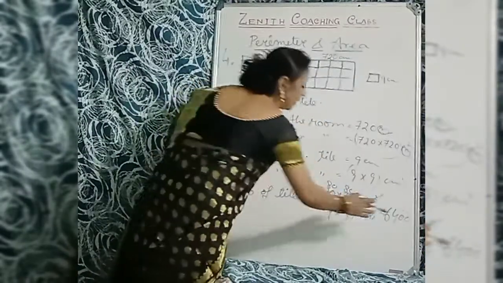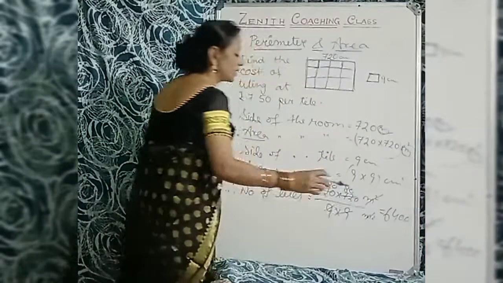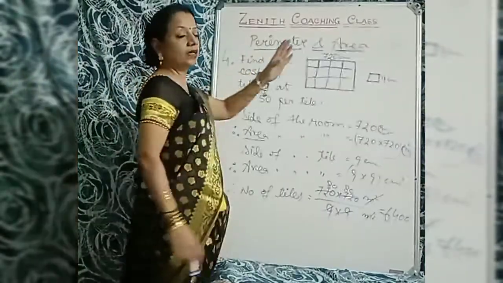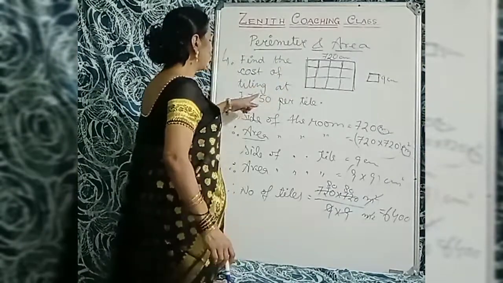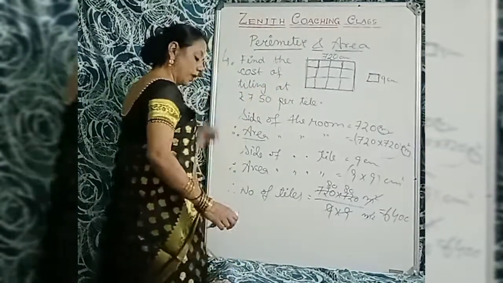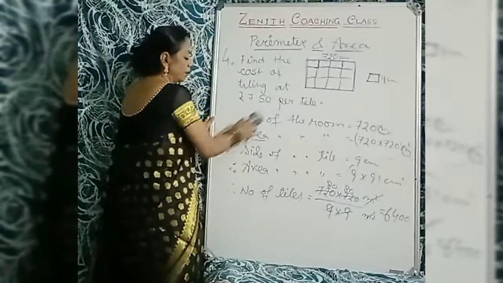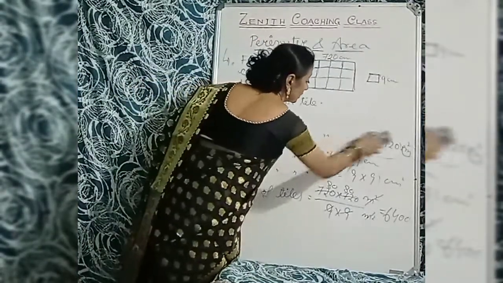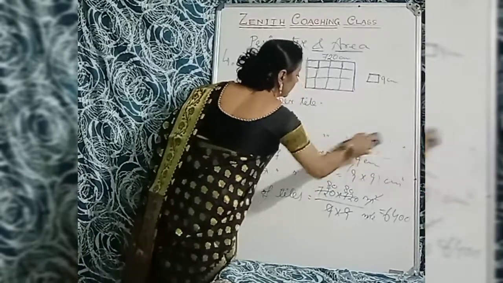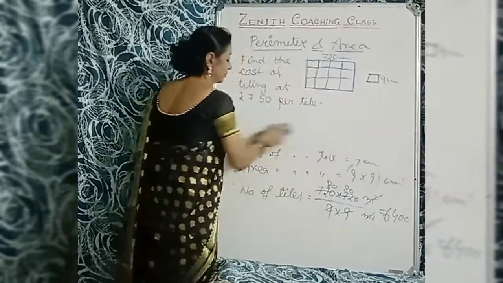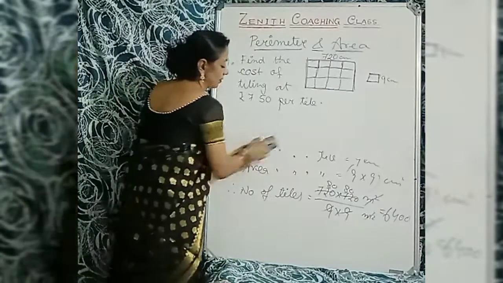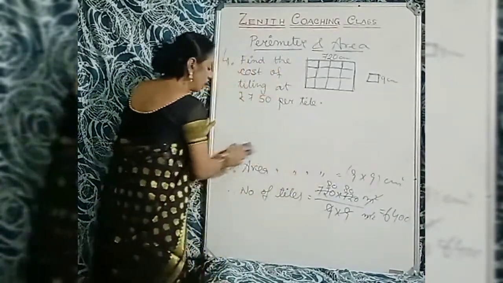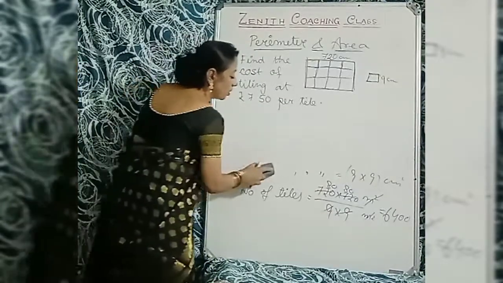6400. So how many tiles are required? 6400. Okay, now what is the total cost? Cost of tiling one tile is 7.50 per tile. I am not erasing the whole sum. So, cost of tiling, cost of one tile.